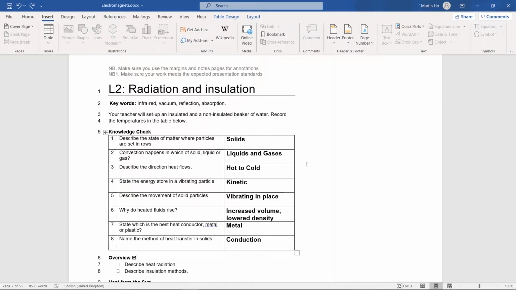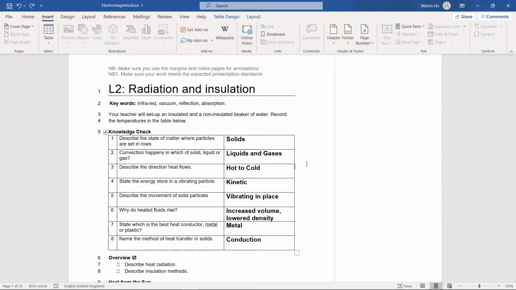3. Describe the direction in which heat flows. Heat flows from hot to cold, or a high temperature to a low temperature. 4. State the energy stored in a vibrating particle. As we're describing the movement of the particle in which it is vibrating, it has to be kinetic energy. Remember that kinetic energy refers to the movement. 5. Describe the movement of solid particles. Solid particles are vibrating in place.